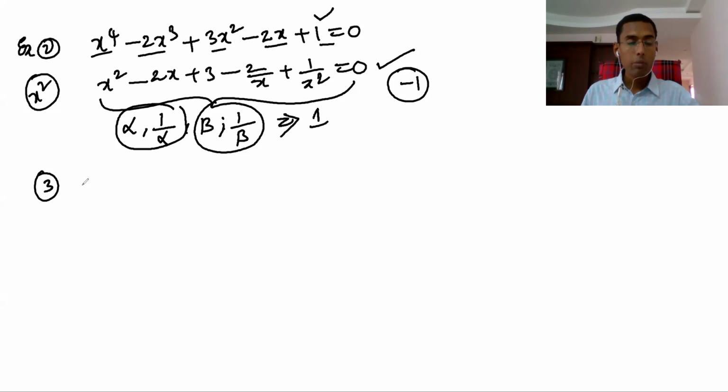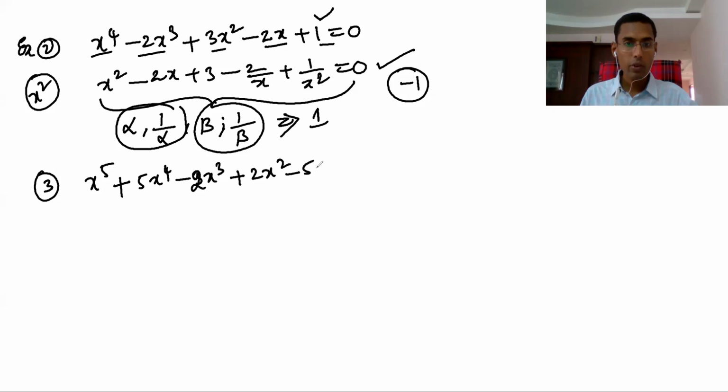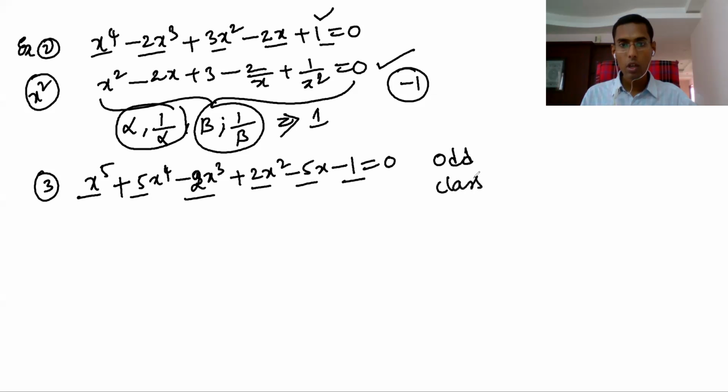Now next, class 2. I am taking class 2 now. Odd degree reciprocal equation of class 2. What is that? x power 5 plus 5x power 4 minus 2x cube plus 2x square minus 5x minus 1 equal to 0. Very clearly this is plus 1, this is minus 1, this is plus 5, this is minus 5, this is minus 2, this is plus 2. This is called an odd degree reciprocal equation of class 2.